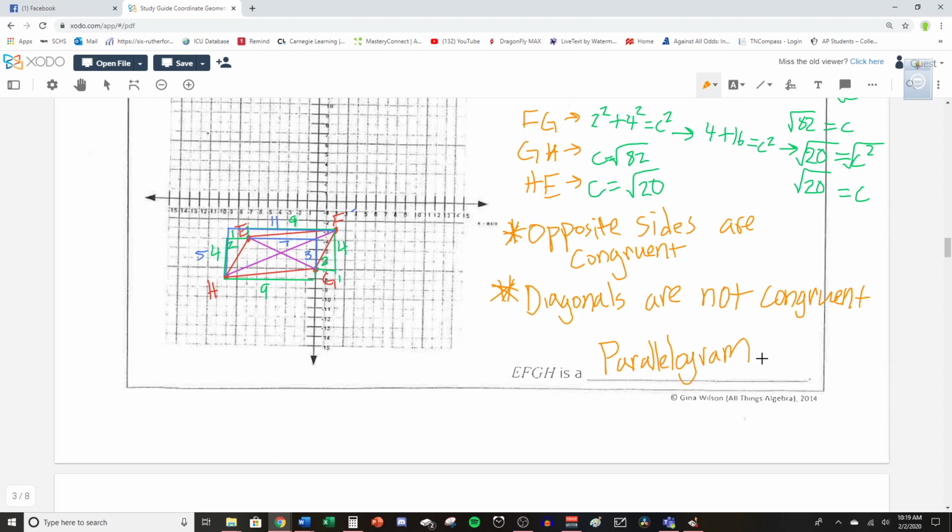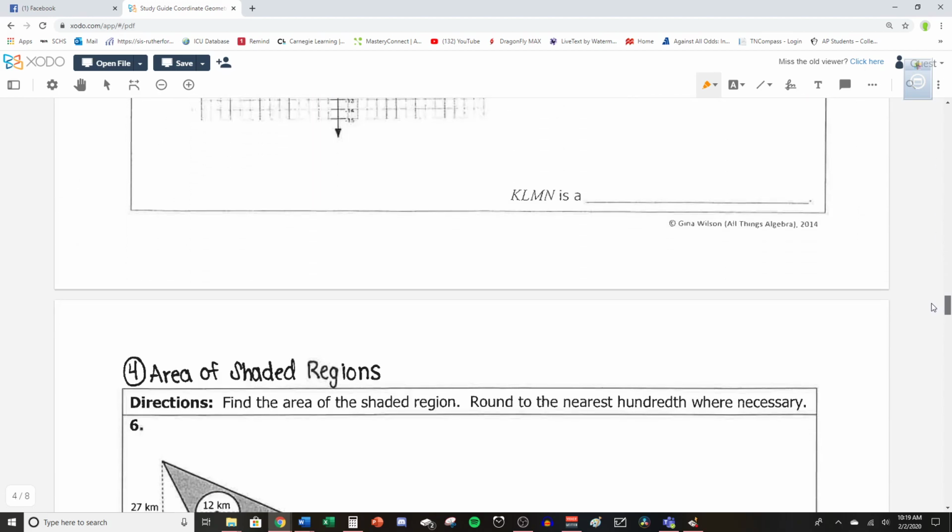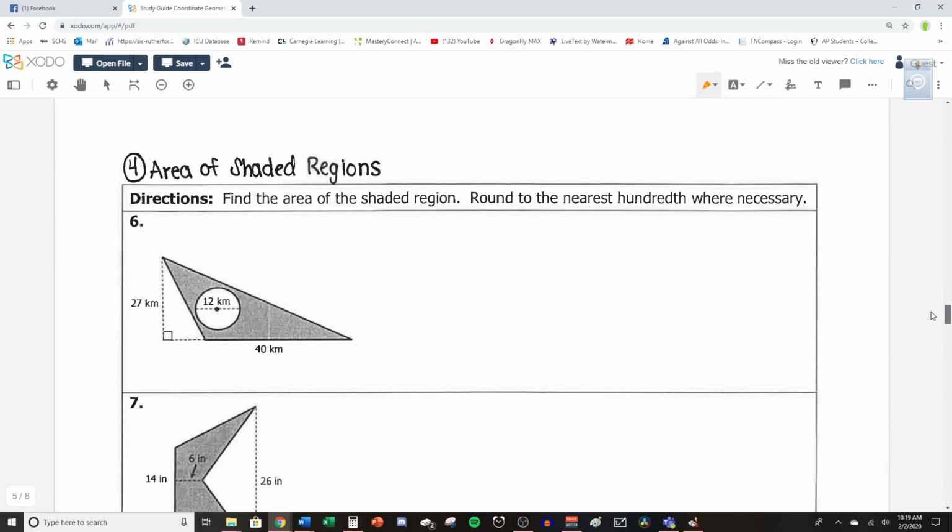Okay. So the other two questions will work like that. Find the side lengths, see if the opposite sides are congruent, or if all sides are congruent. That helps you determine if it's a rectangle, parallelogram, rhombus, or square. And then if the diagonals are congruent, it'll be a rectangle or a square. If they're not congruent, then it's a rhombus or a parallelogram, depending on what happened with the side lengths. So those are the other two questions there, which I'm going to skip for brevity.